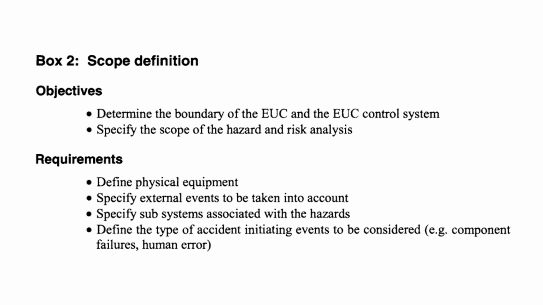In box 2 we have scope definition. The objectives are to define the boundary of the EUC and the EUC control system, and specify the scope of the hazard and risk analysis. In requirement, we have: define physical equipment, specify external events to be taken into account, specify subsystems associated with the hazard, and define the type of accident initiation events to be considered.